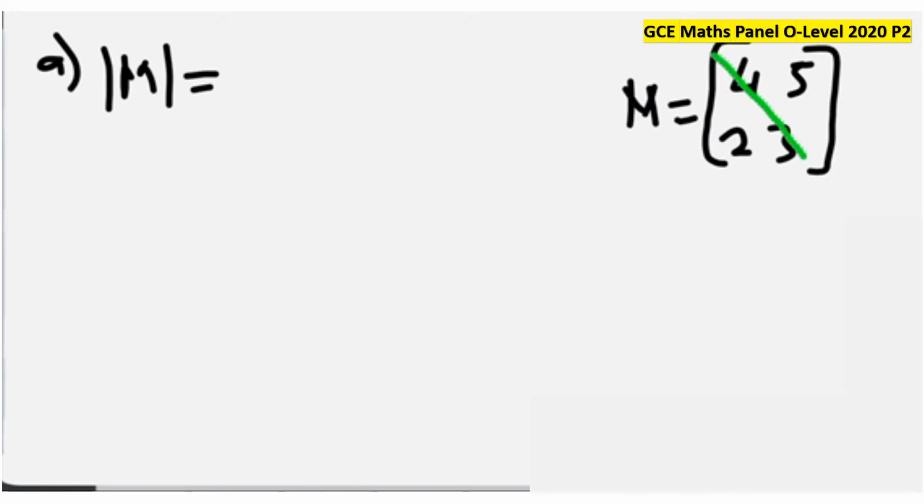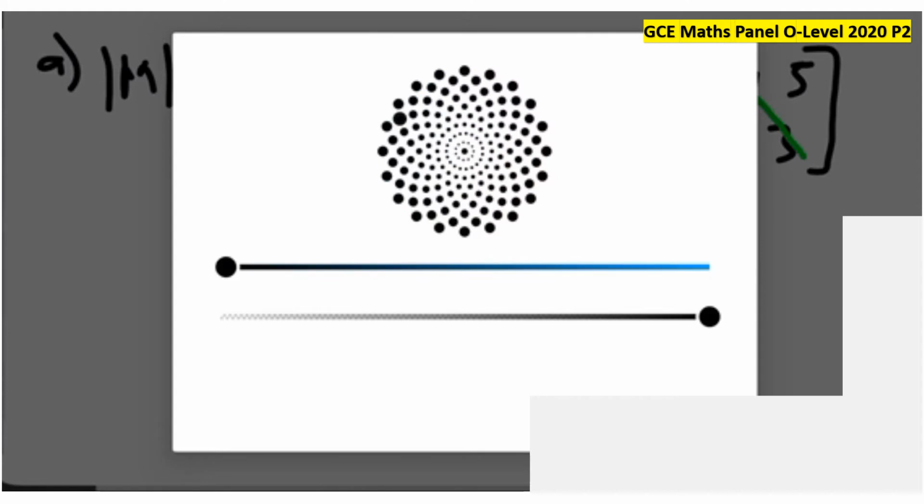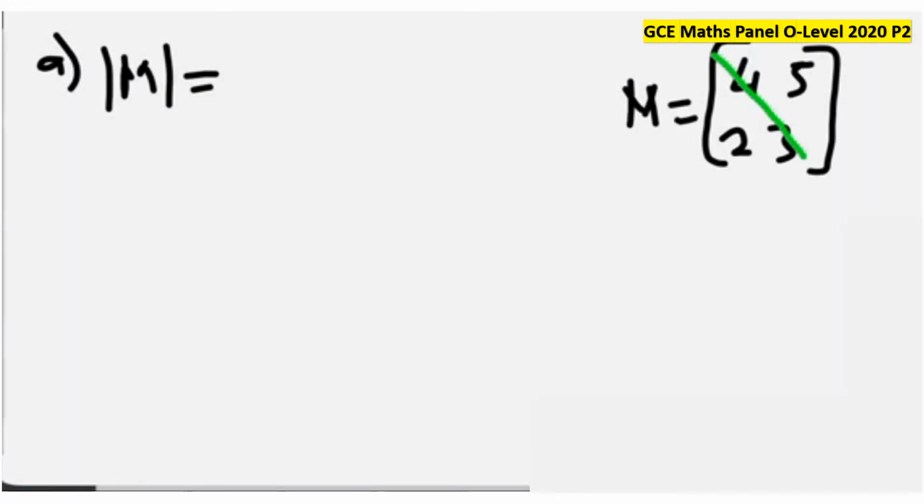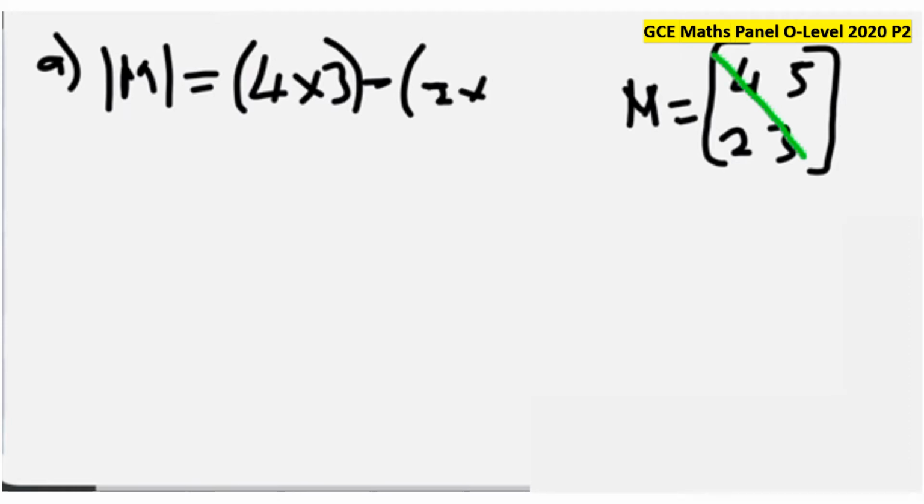So the product of that leading diagonal, 4 times 3, minus the product of the off diagonal. It's very important to use brackets in case you have negative signs. 2 times 5. So this gives us 12 minus 10, which is equal to 2. So the determinant of this matrix is 2.